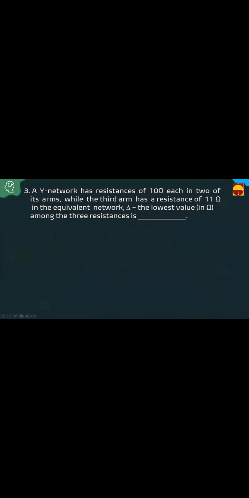A star network has a resistance of 10 ohms each in two of its arms, while the third arm has a resistance of 11 ohms. In the equivalent delta network, find the lowest value among the three resistances. Try this one, students. It's very simple. Try this practice.